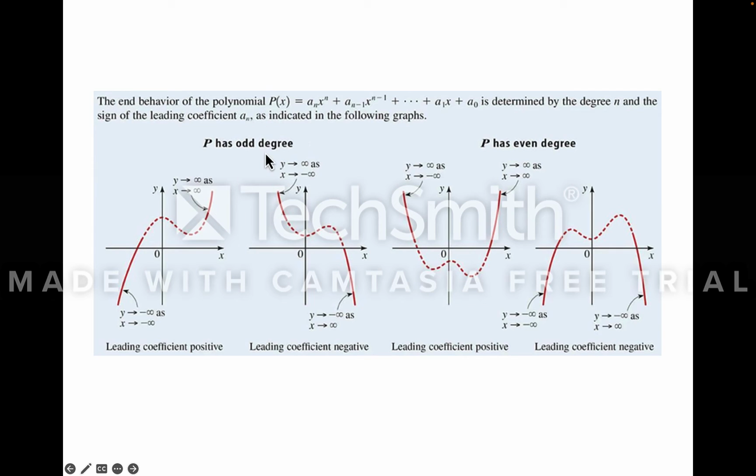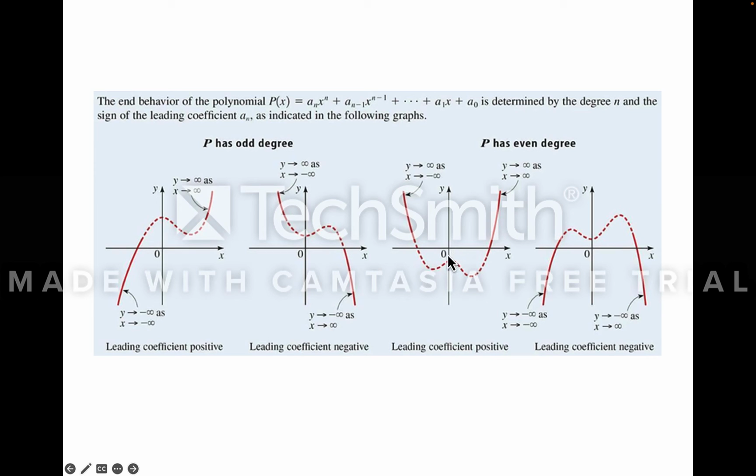Well, once you've figured out whether the degree is odd or even, so that's from the exponent, you shift your focus then to the leading coefficient. And if that leading coefficient is positive when you have an odd degree, that means that you are going to go down to the left and up to the right. If that leading coefficient is negative, you would go up to the left and down to the right.